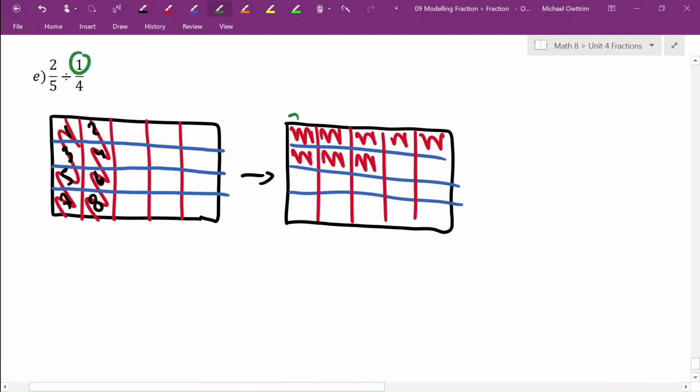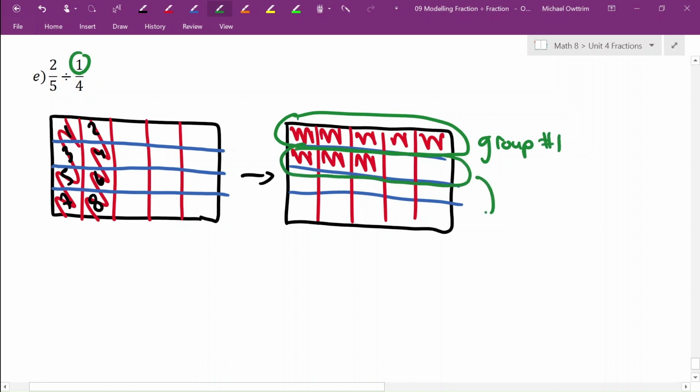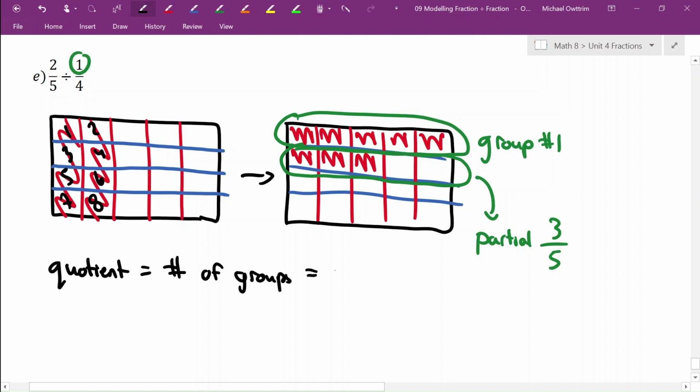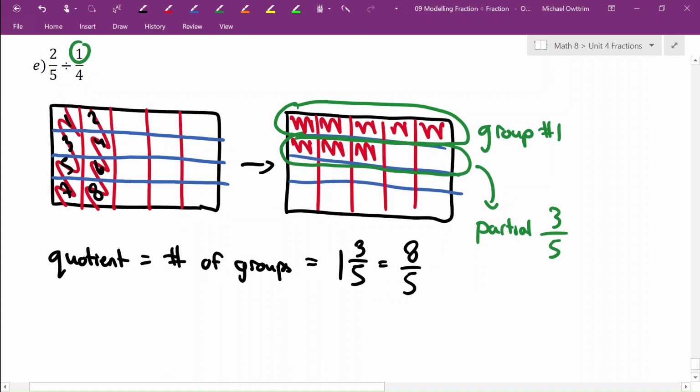Now, one full row is one group. So we do have one full group. And we have 3 out of 5 in our partial group. And since our quotient is the number of groups, we have one full group and 3 out of 5 in our last group. Converting that to improper is 8/5.